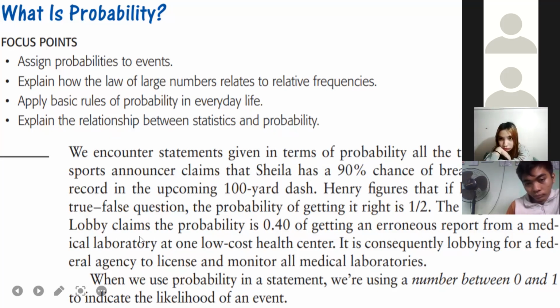The right to health lobby claims the probability is 0.40 of getting an erroneous report from a medical laboratory at one low-cost health center. It is consequently lobbying for a federal agency to license and monitor all medical laboratories. So when we use probability in a statement, we're using a number between 0 and 1 to indicate the likelihood of an event. So in everyday lives, we encounter probability. Siguro hindi lang masyadong napapansin, but yes. Okay?